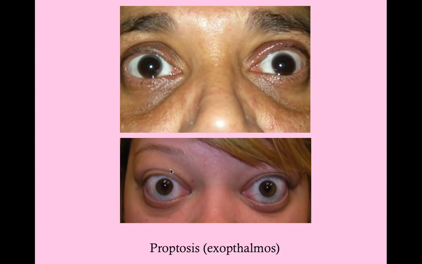And so what's basically happening here is that the connective tissue around the eye is changing in its structure, and so the eye is bulging out a little bit more. The eye might be actually bulging out a little bit too, but it's mostly an effect of the connective tissue surrounding the eye. And so this is exophthalmos or proptosis.